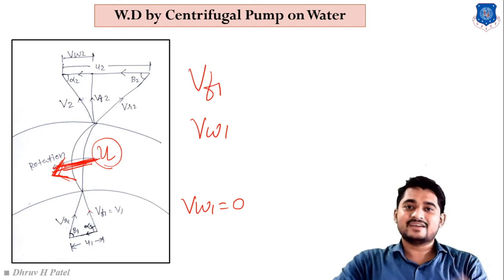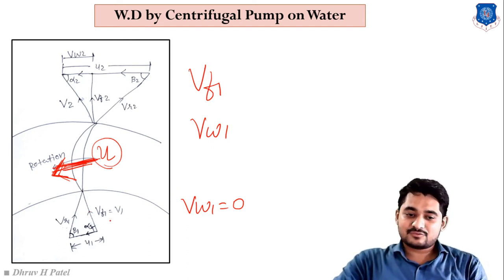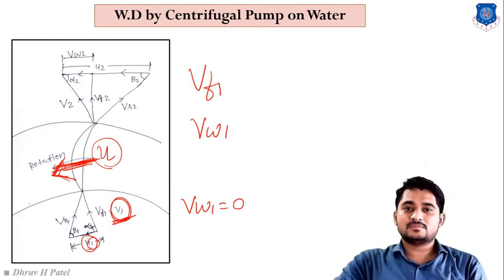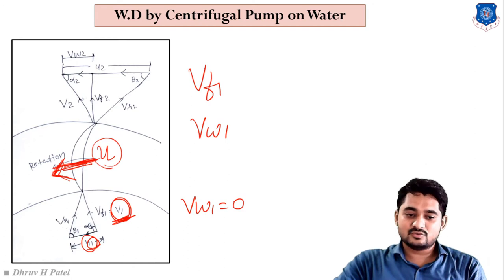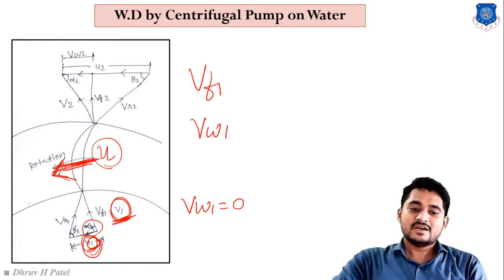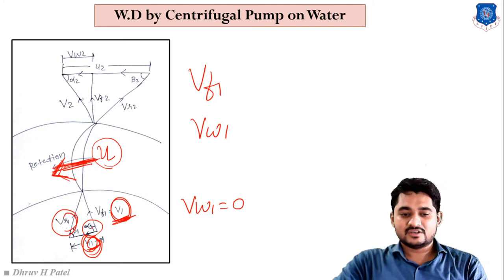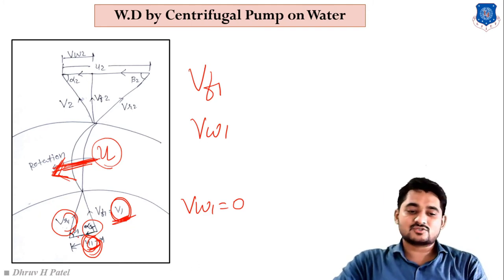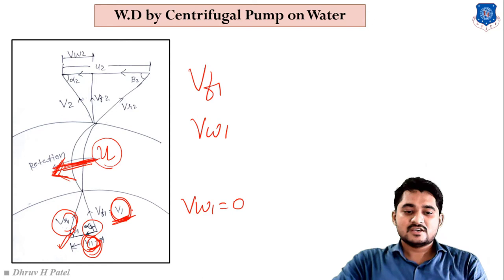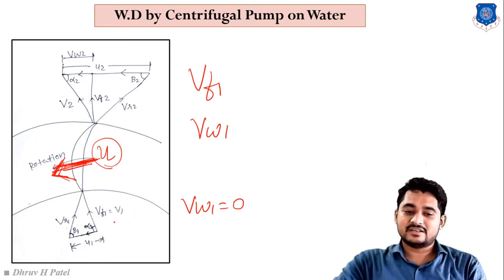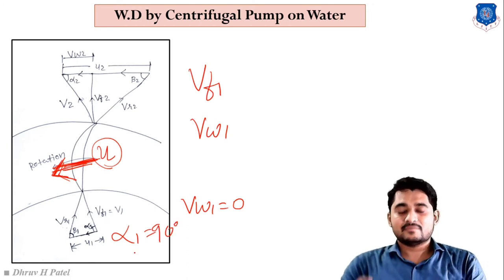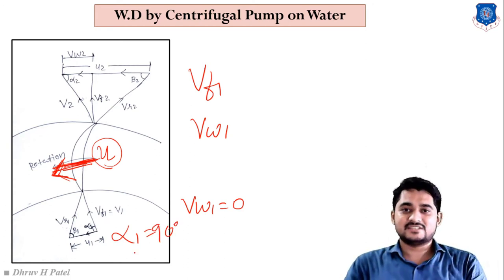Now we have to draw angles alpha 1 and beta 1. Alpha 1 is the angle between the blade velocity U1 and the velocity of the jet V1. Beta 1 is the angle between the blade velocity U1 and the relative velocity VR1. Clear, students? From this triangle, we know alpha 1 is always 90 degrees, because the entry of the water is in the axial direction.